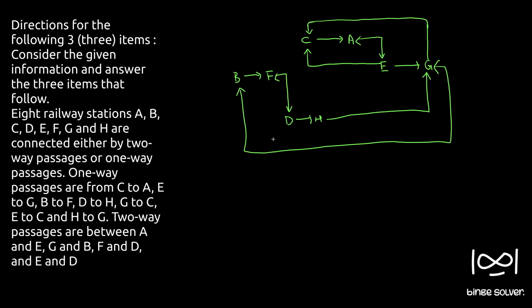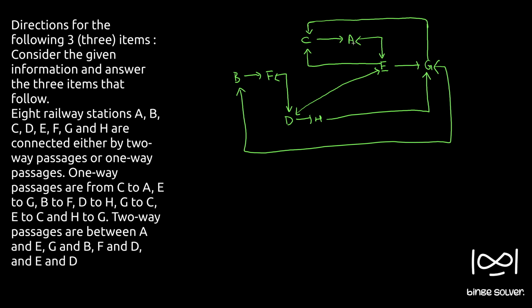F and D. E and E and D. E and... Okay, there is no point. Let me just... E and D. I'll draw it like this. Okay. So we have marked all our passages.